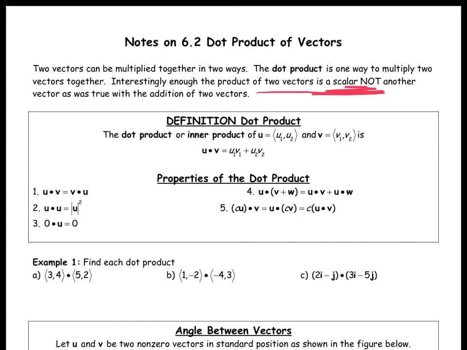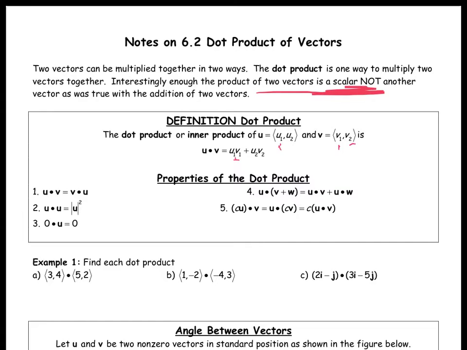Here are some properties that we're probably going to use in this section on multiplying vectors. I also want you to see the different forms. If they're in component form and I'm multiplying vectors together, I multiply the first components together, add that to the product of the second components. That proves to you that you get a number, not a vector.